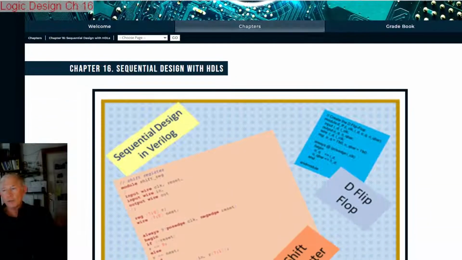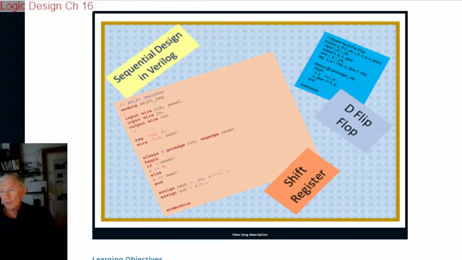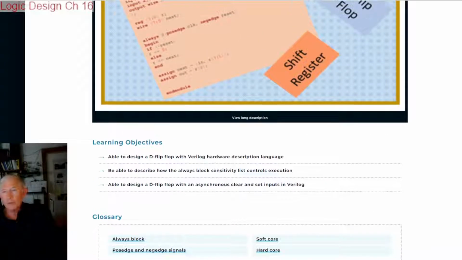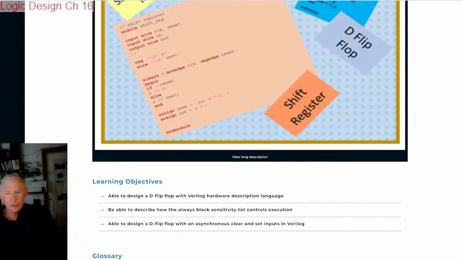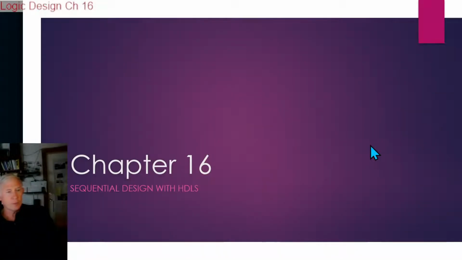Okay, so let me transition here to the book. Here is the icon, I guess, for this chapter, and what you can see here is sequential design in Verilog, and you can see Verilog code here, D flip-flop, shift register, state machines, a whole bunch of stuff. So that's what we're going to cover. Here are the learning objectives. Let me transition these to the slides, so I think it's a little bit better example.